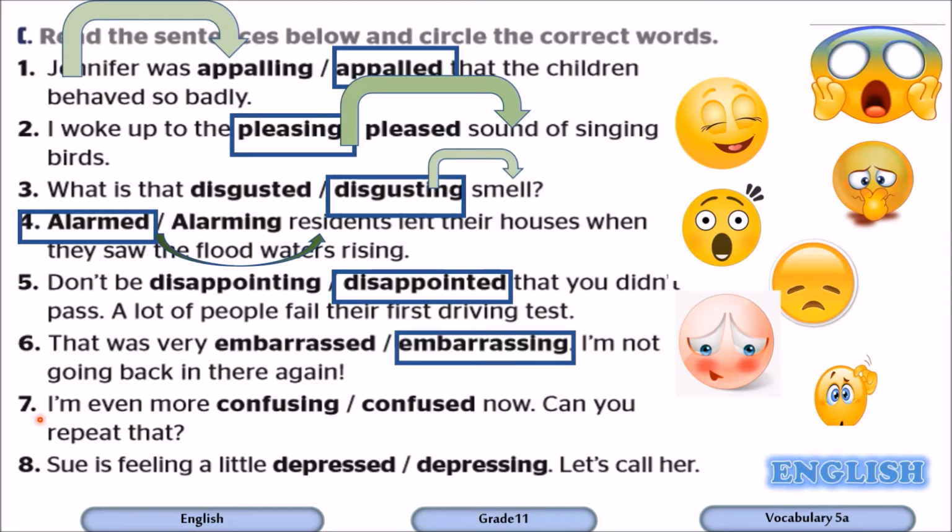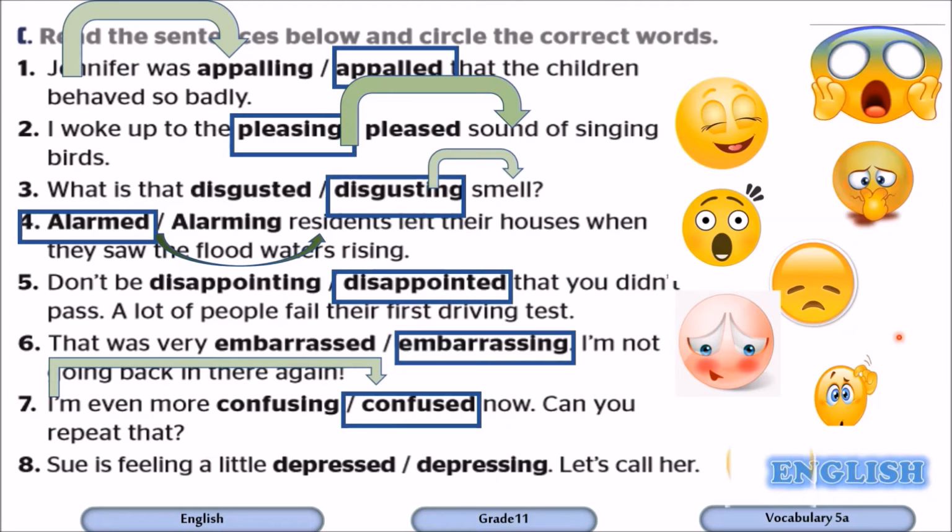Next one, number 7. I am more confusing or confused. As you can see here, the confusion. Can you repeat that? I am... you are describing your feeling. I'm more confused. So this is to describe your feeling.